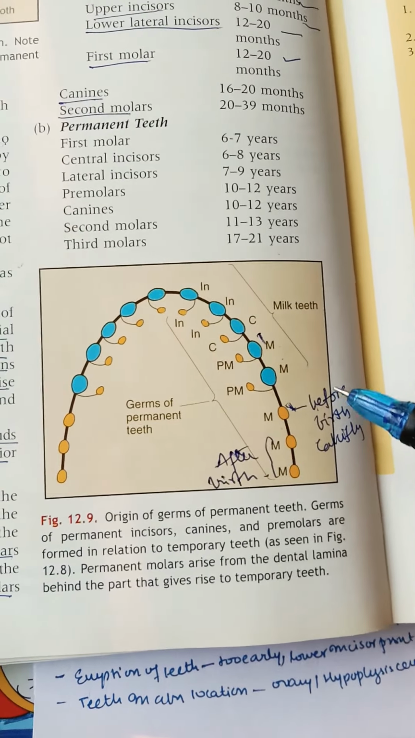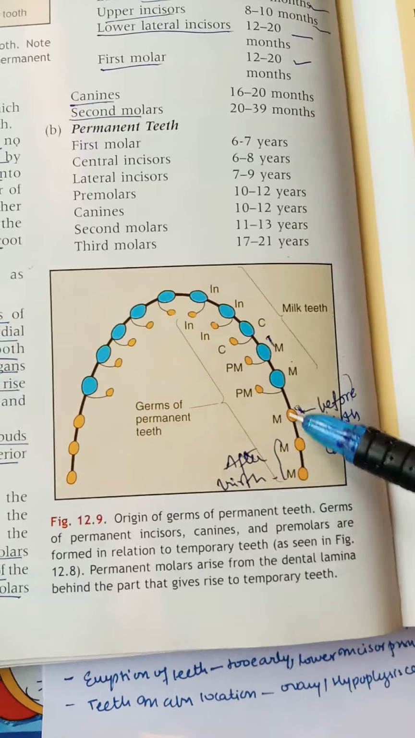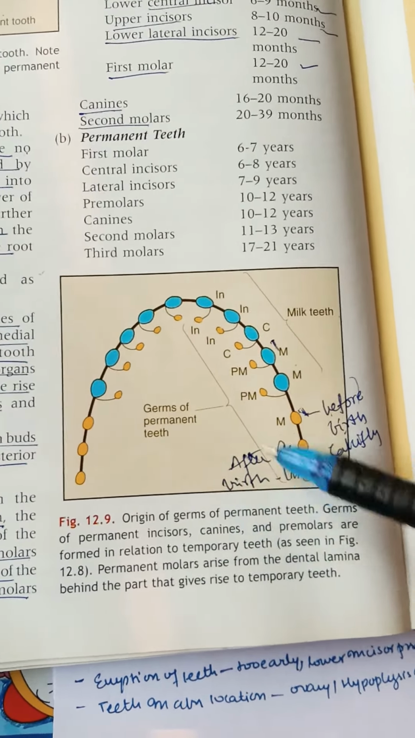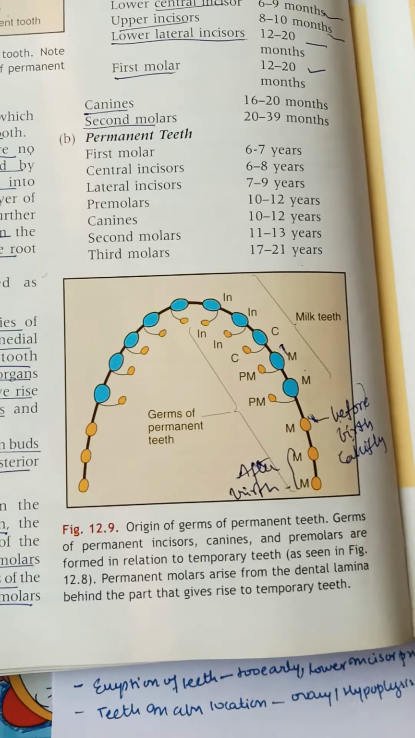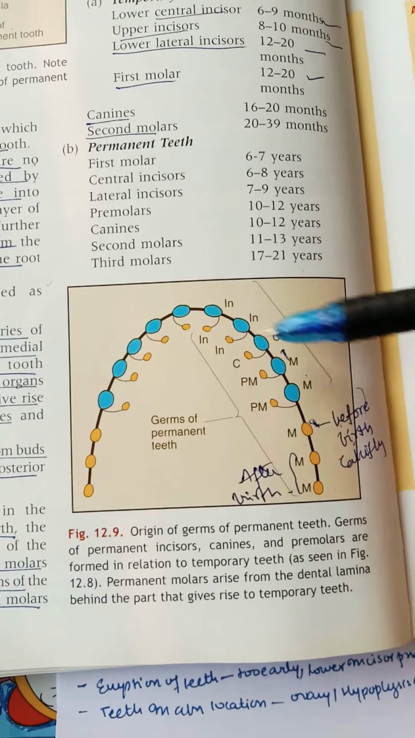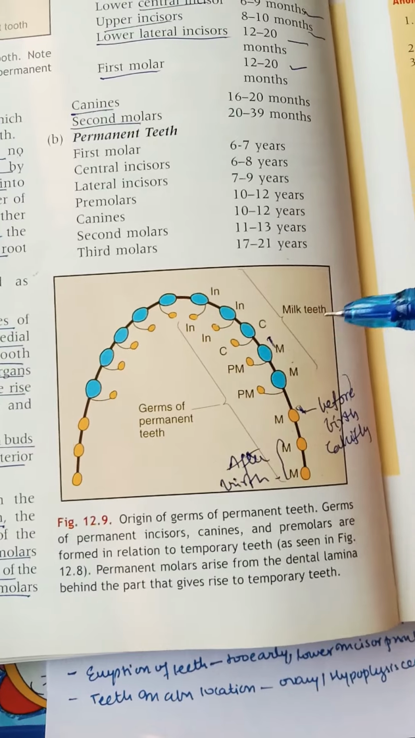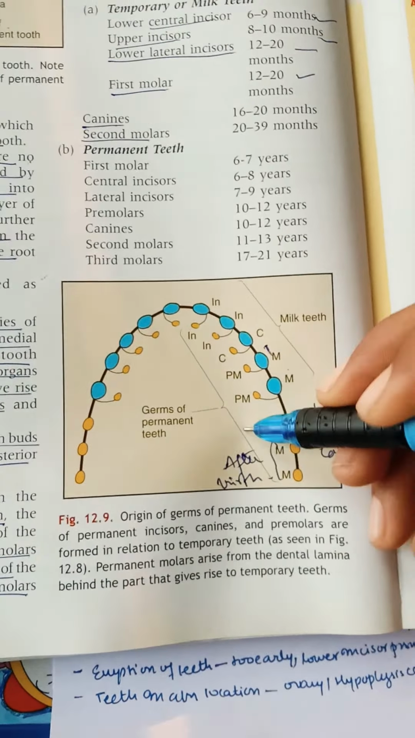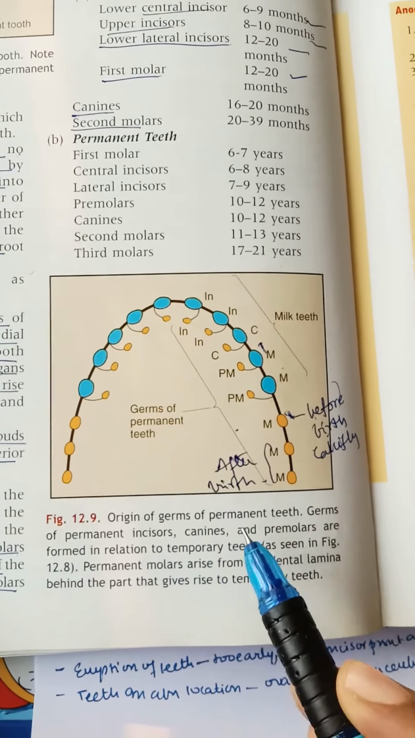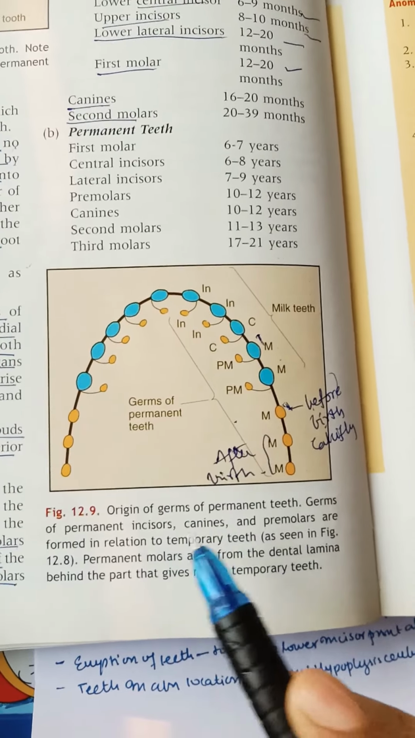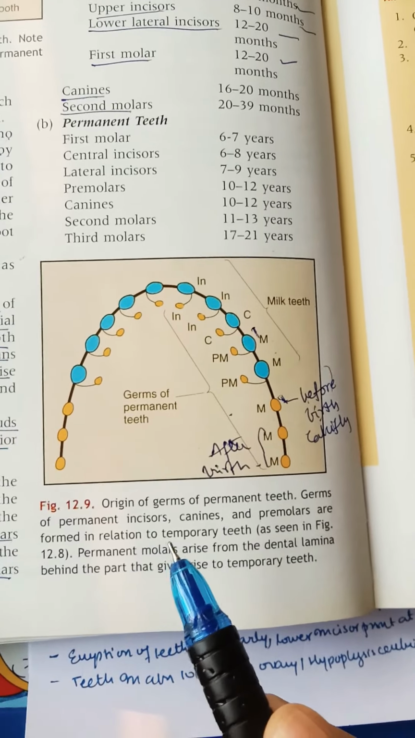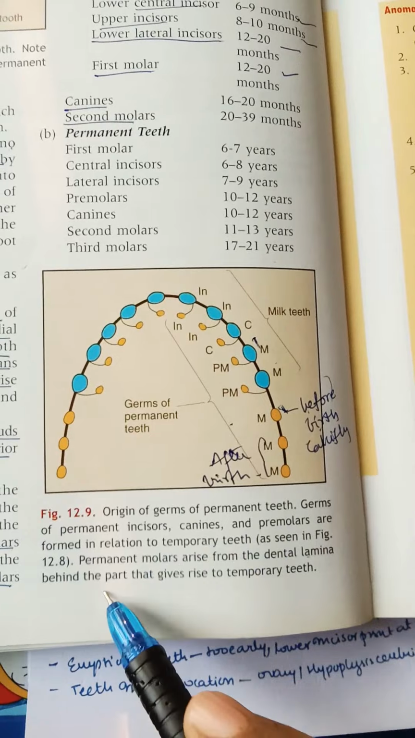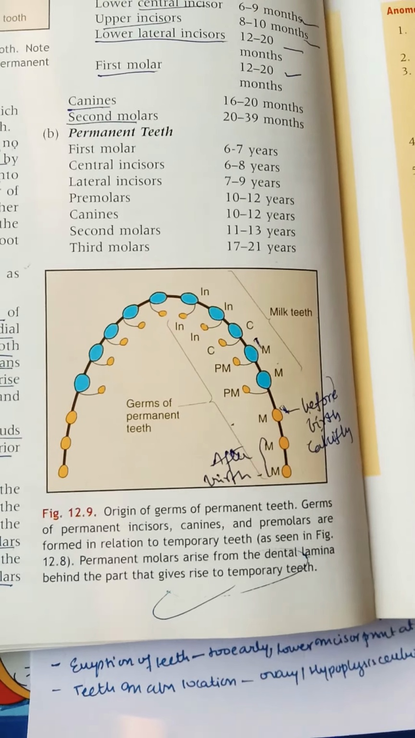molars are formed before birth. Before birth only they calcify, but the last two molars only form or calcify after the birth. You can see till here these are milk teeth. We have two incisors, one canine, and two molars. So you can see these are the germs of the permanent teeth. Now let's see the origin of germs of permanent teeth. Germs of permanent incisors, canines, premolars are formed in relation to temporary teeth. Permanent molars arise from the dental lamina behind the part that gives rise to temporary teeth.